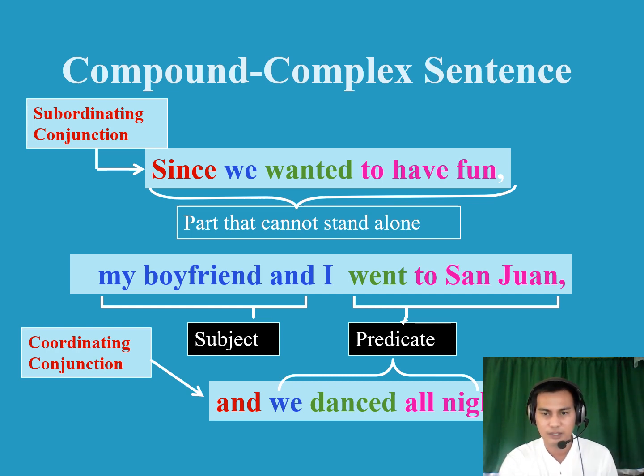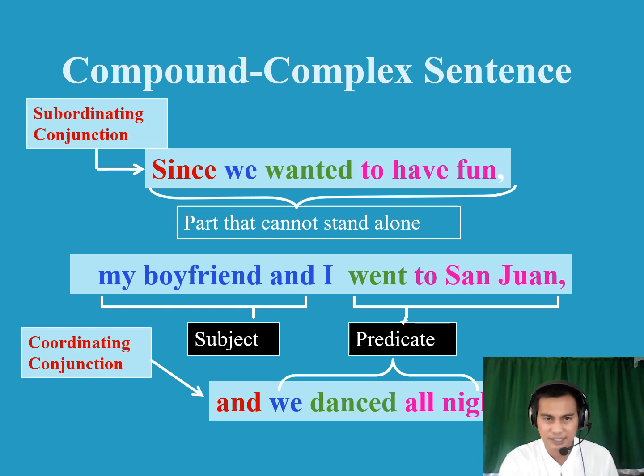This is our simple sentence. Then, and we danced all night. Because of "and," remember, "and" connects independent clauses together. So, and we danced all night. This is still independent. So we have two independent, one dependent. That's now a compound-complex sentence.